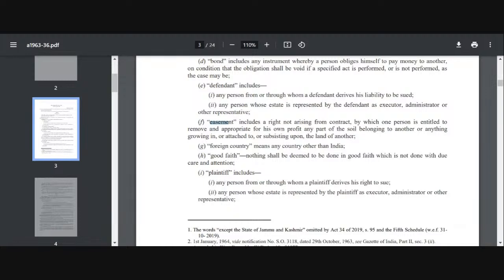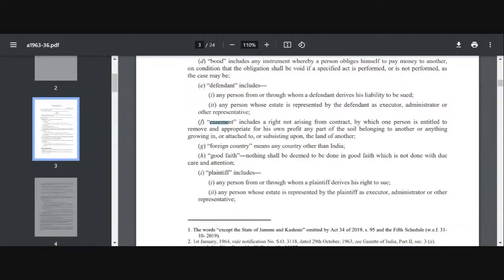Then come to 2 clause K, it's promissory note. 2 clause L is suit. So suit does not include appeal or application. Remember this also. 2 clause L, which is suit, does not include an appeal or an application, right? Then come to 2 clause M.